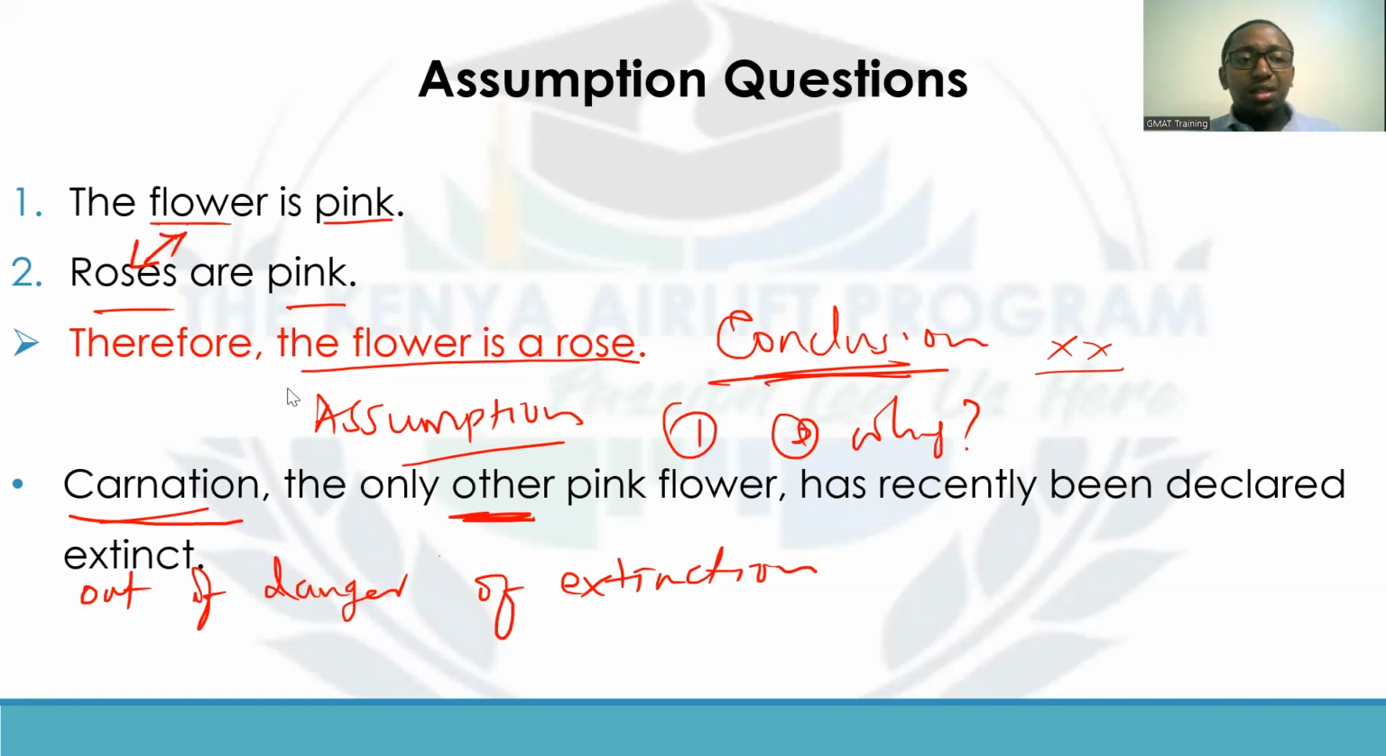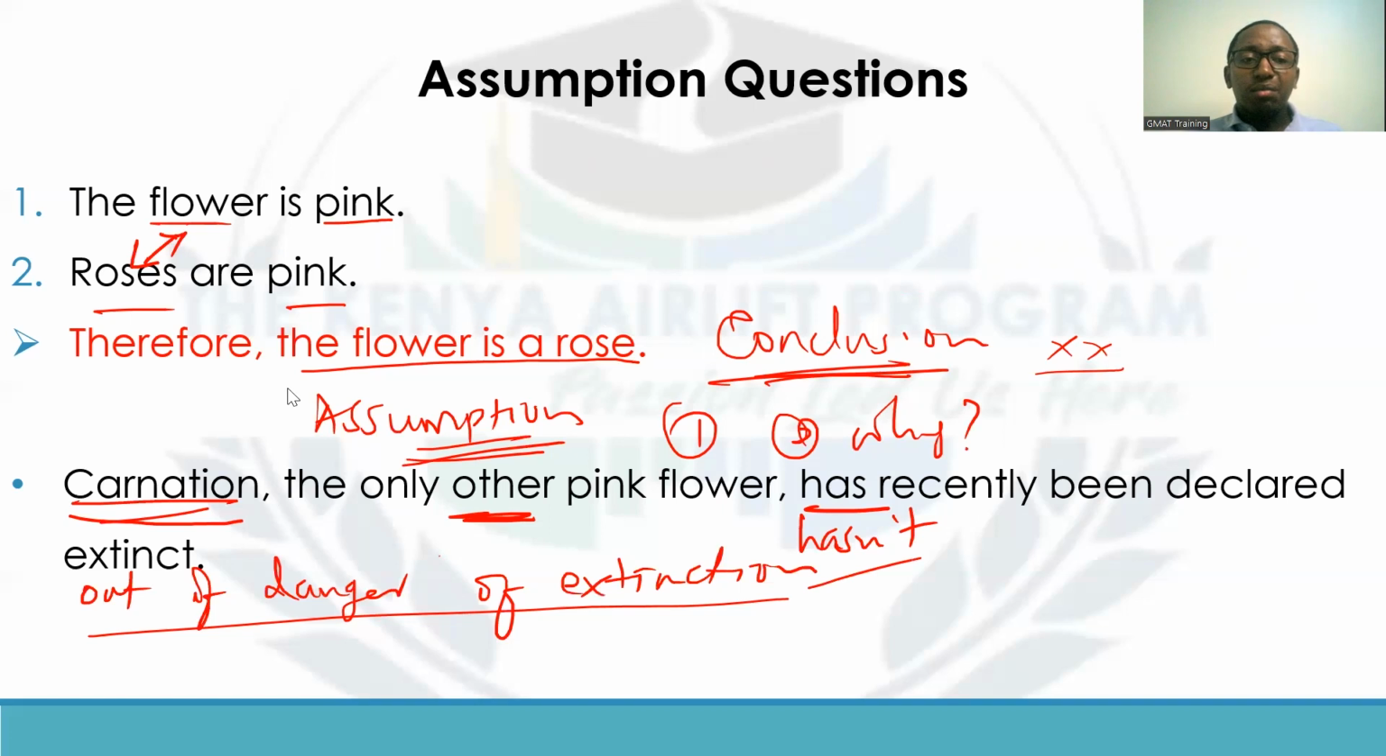So we know for sure that carnations are not extinct. That means that if you negate your assumption and the conclusion is weakened, you've probably found the assumption. But this is tricky because, as you can see, we haven't really negated "has" to "hasn't," which would work, but it kind of doesn't make sense, because you can say carnation, the only other pink flower, hasn't recently been declared extinct.